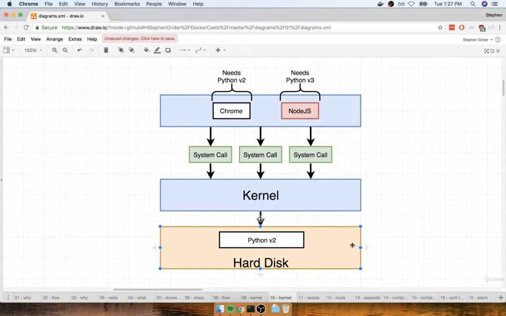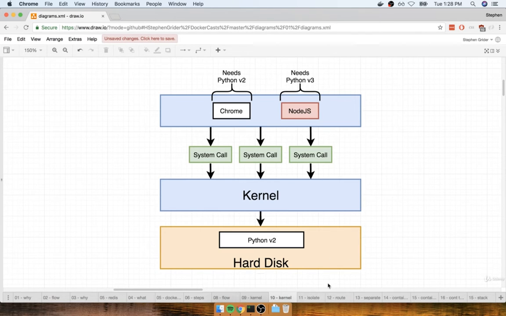However, on our hard disk, we only have access to Python version 2. And for whatever crazy reason, we are not allowed to have two identical installations of Python at the same time. So as it stands right now, Chrome would work properly because it has access to version 2, but Node.js would not because we do not have a copy of Python version 3. Again, this is a completely make-believe situation. I just want you to consider this for a second because this is leading into what a container is. So how could we solve this issue?